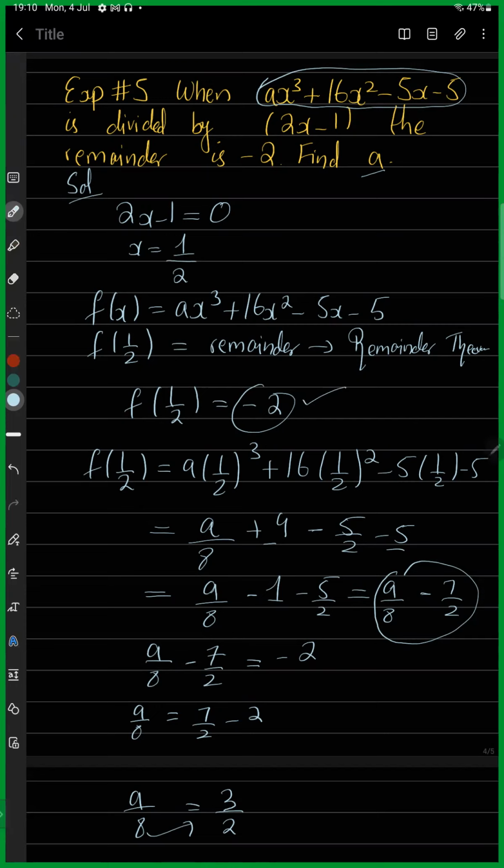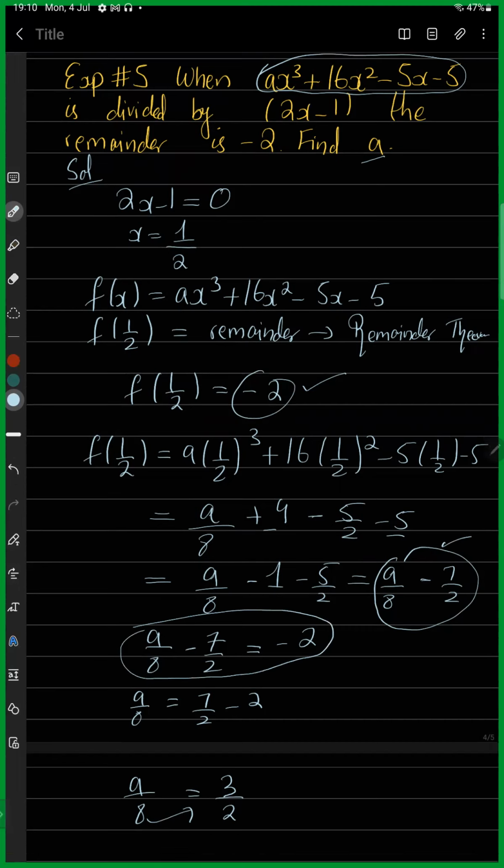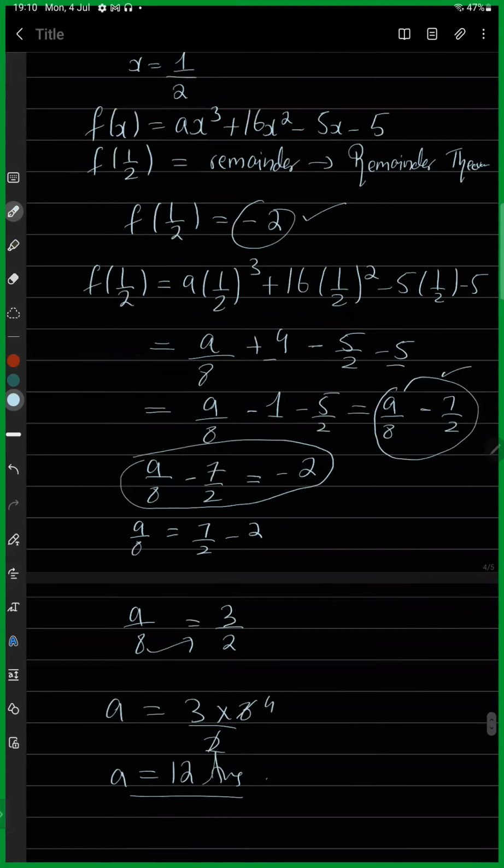And after plugging in 1 by 2 in x, I got this, and the remainder was -2. So this was basically the equation. And after making a the subject, I got a equals 12. So this is how we use remainder theorem.